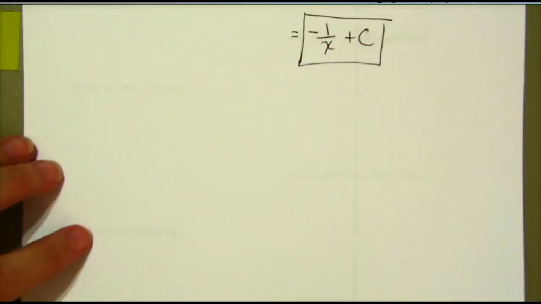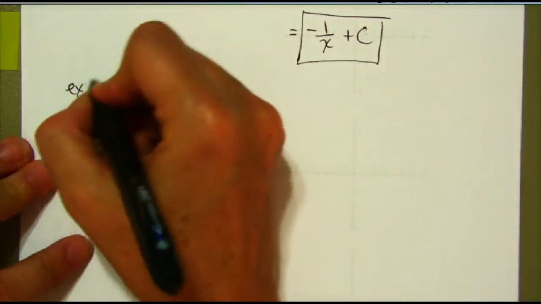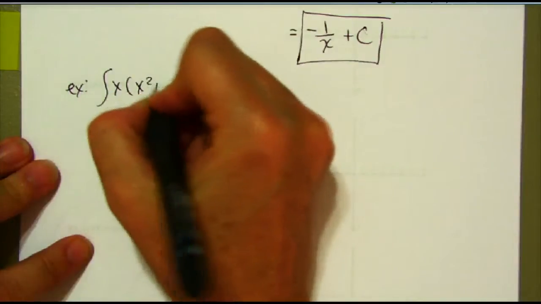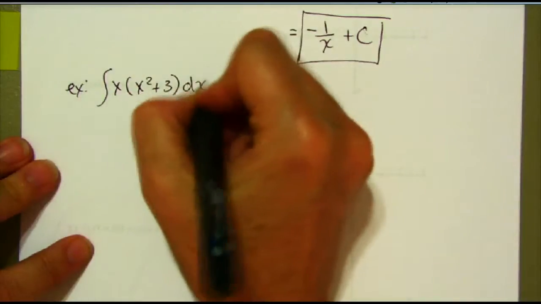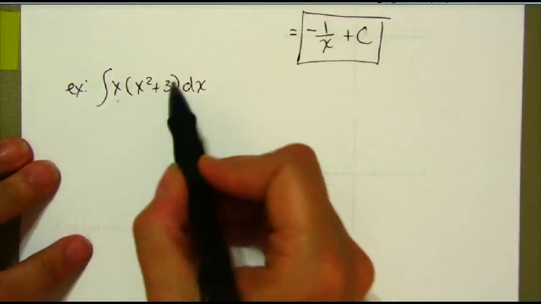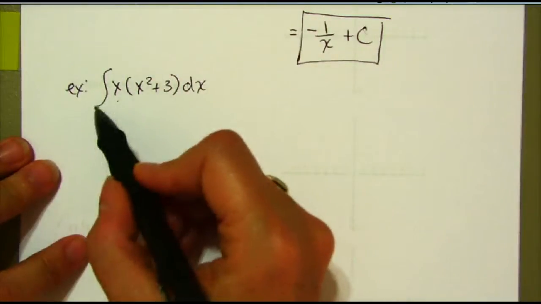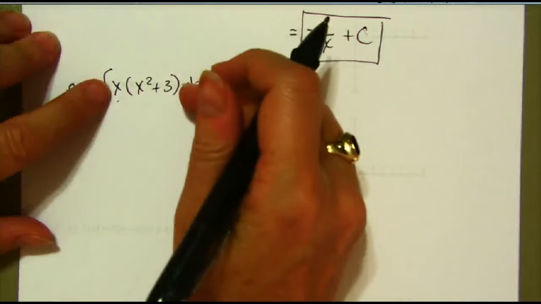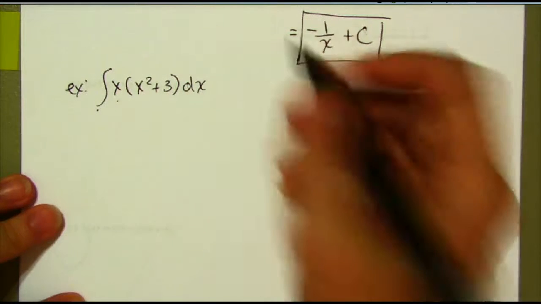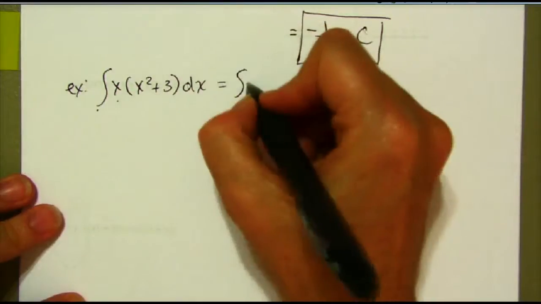And I'm not going to check all of these. I will periodically stop and check some of these. I just want to get out a few examples. So here's this function, x times x squared plus 3, and we're going to integrate it. We're going to take the antiderivative. Again, this is the first derivative. I want to go backwards. Again, these are inverses of each other. So the first thing I'm going to do is rewrite this. I'm going to multiply that through.